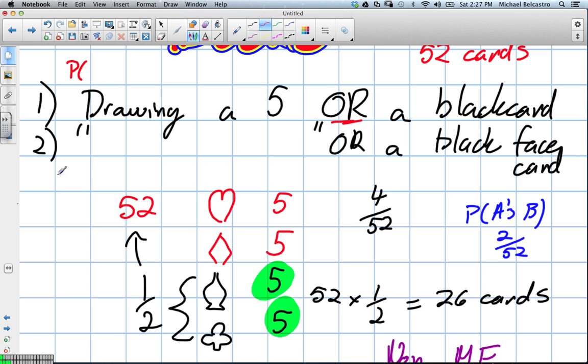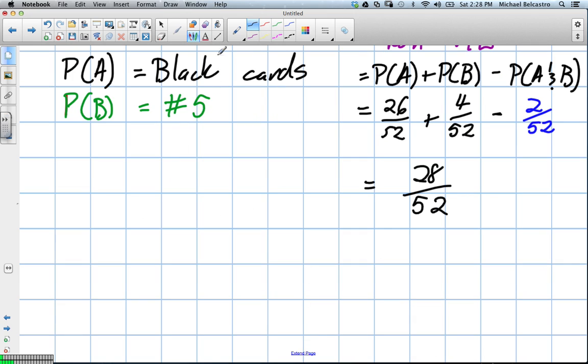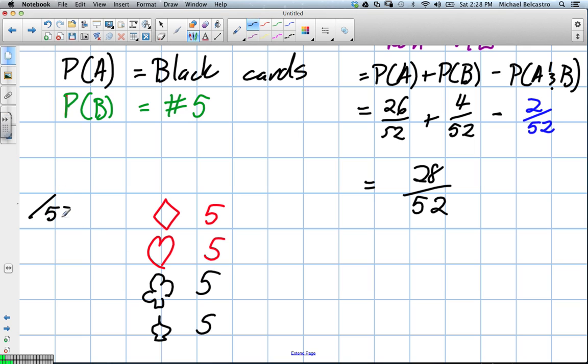Now, event 2 is drawing a 5 or a black face card. That's a little different, so let's go down a bit. Our options again, we had 4 number 5s, right? So from our diamonds, hearts, clubs, and spades, we can draw a 5 from all of those. So again, we have a 4, and there's a total of 52, right? So we have a 4 in 52 chance.